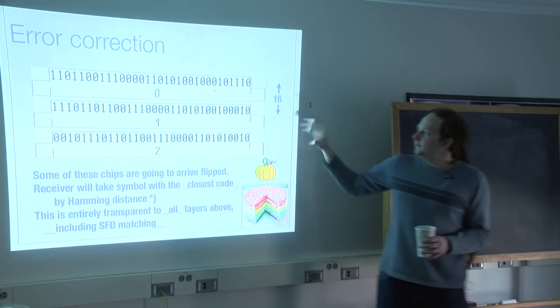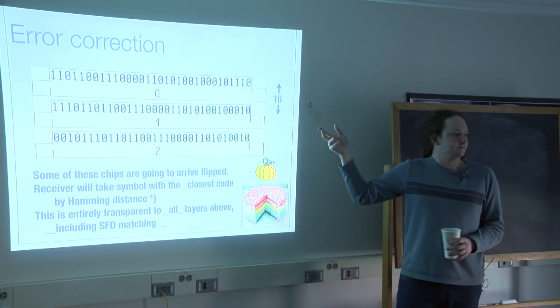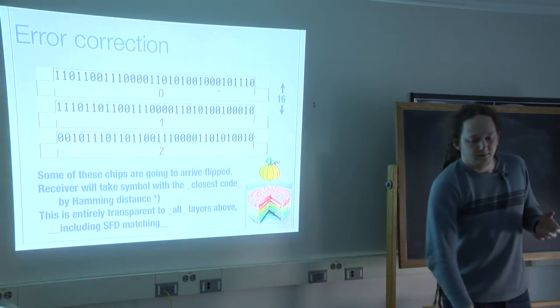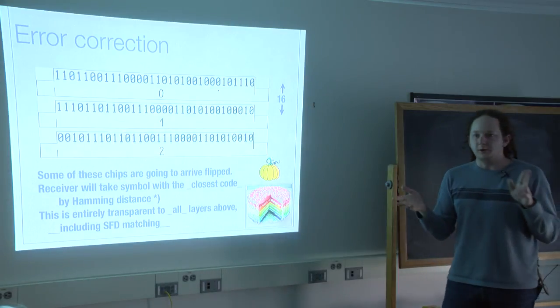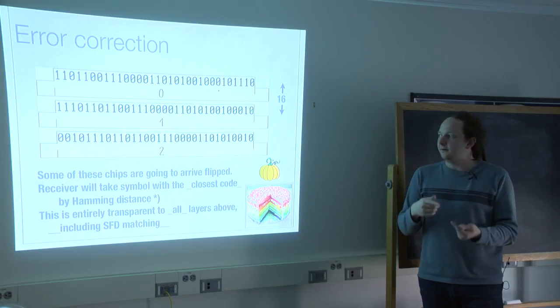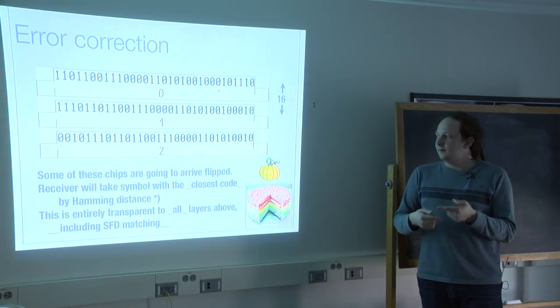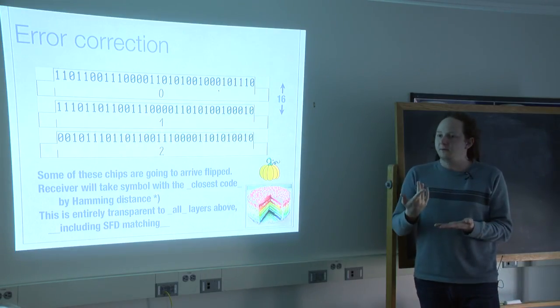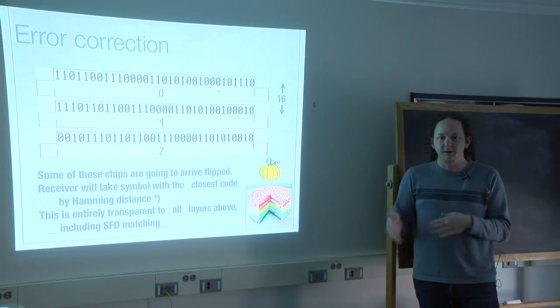So these exist for error correction. The idea is that when you have such a low-powered radio, you can do a trade-off between the number of symbols that you send, the amount of information that you send, and how tolerant you are to interference and to errors.